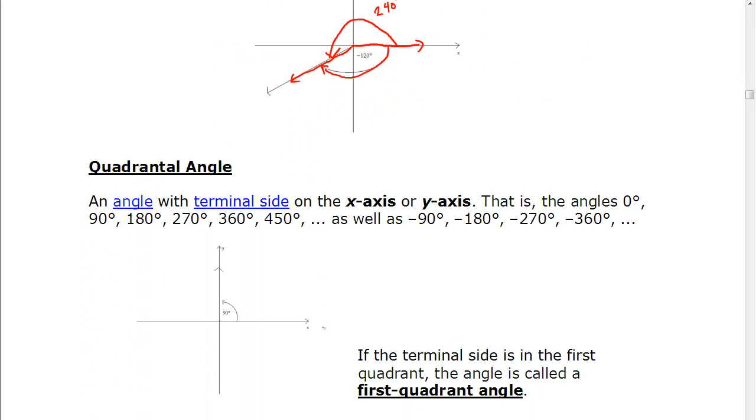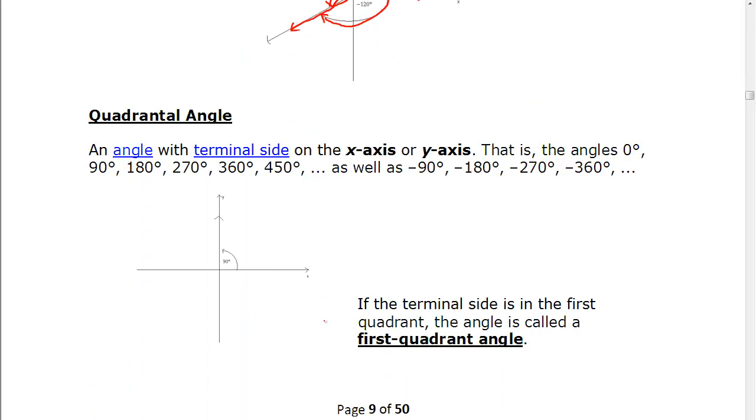Quadrantal angles, those are angles where the terminal side, so it ends on the x or y axis, and those give us special angles. We have 90 degrees if we start on positive x and end on positive y. We can keep going and end on the positive or negative x-axis. So don't forget, we're always starting on positive x. If we end on negative x, that's 180.